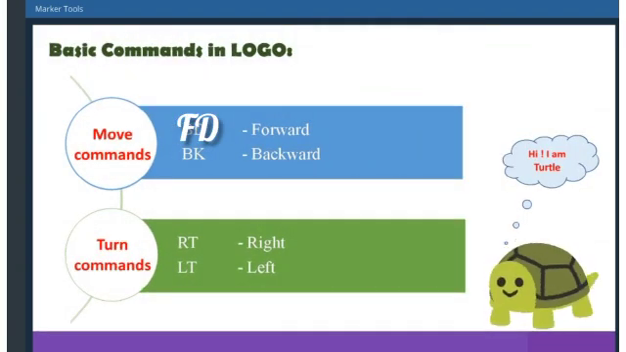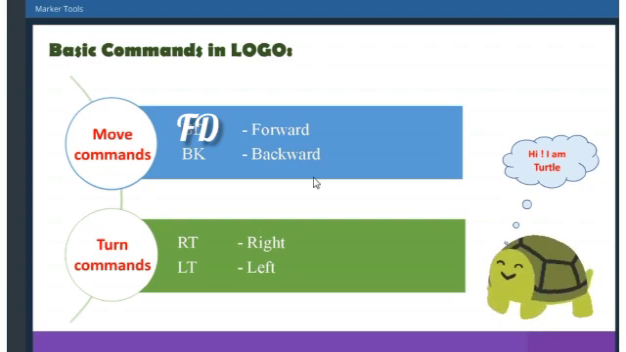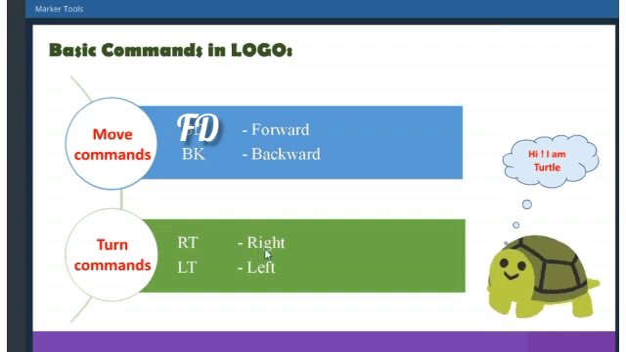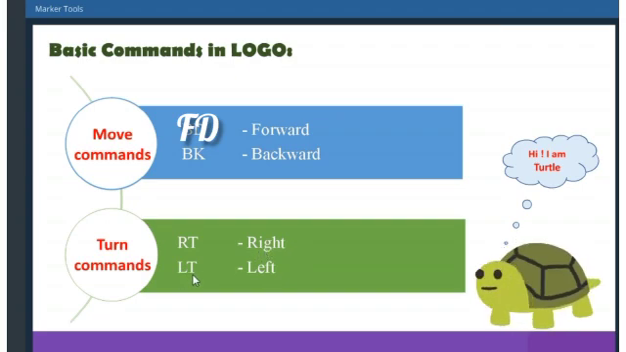The basic commands in Logo for movements: for forward, FD; for backward, BK. This is the short form of the move commands. Then the turn commands: RT for right, LT for left. So these are the basic commands in the Logo screen. Already we have learnt in the last lesson how to open the Logo screen in the computer.